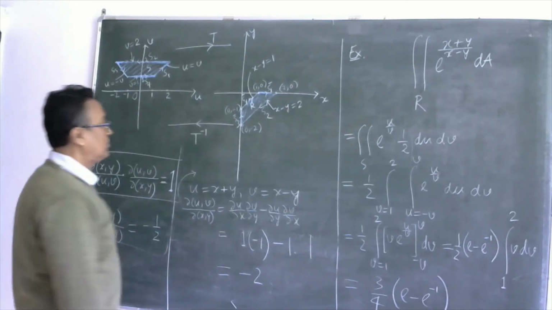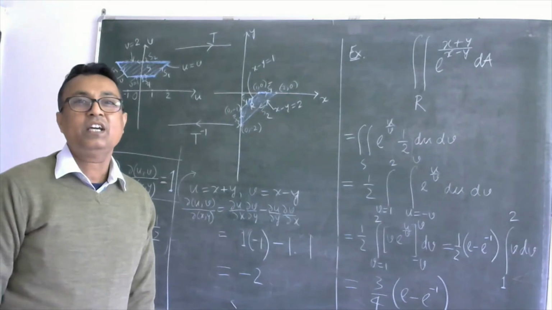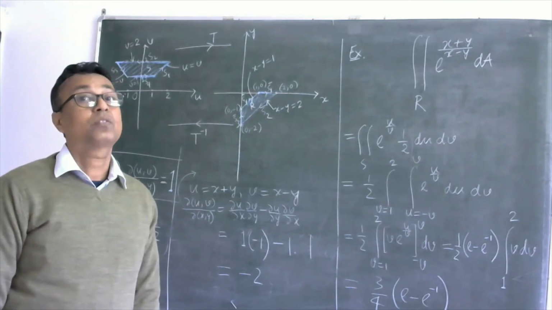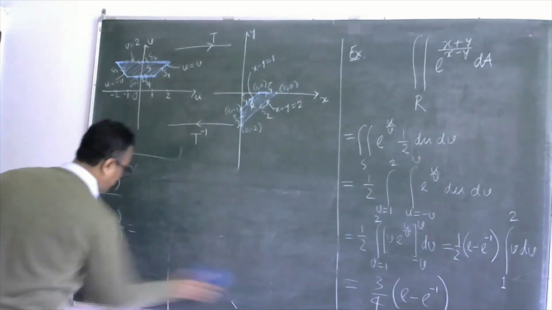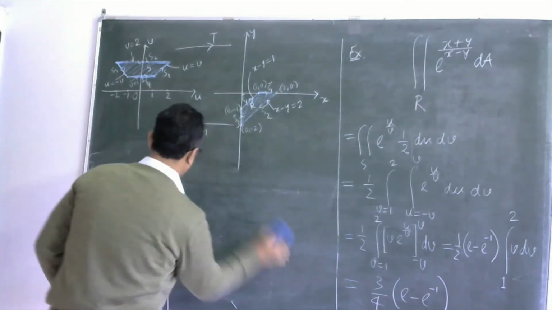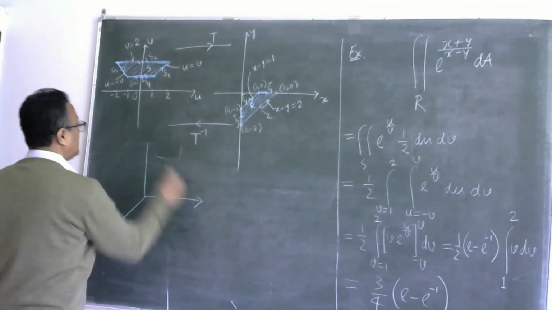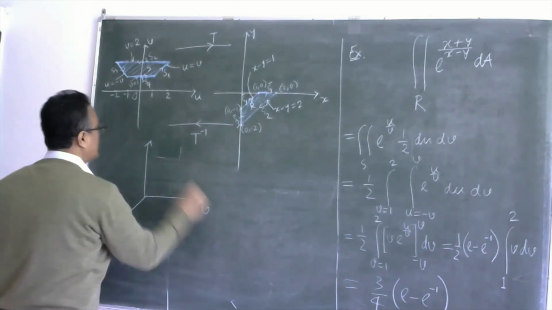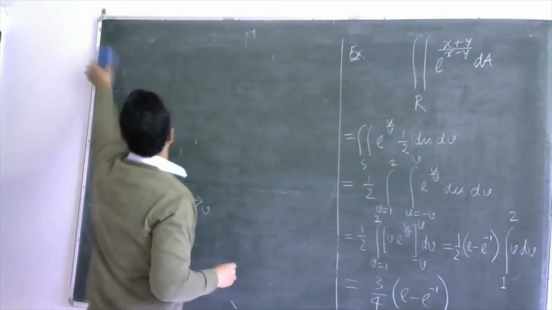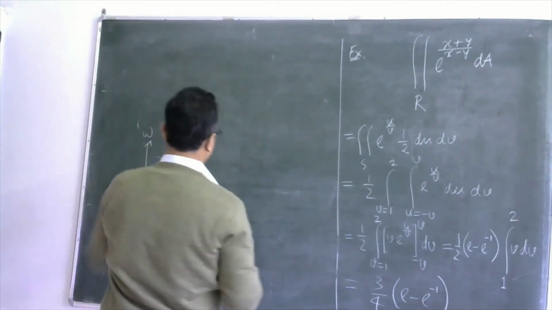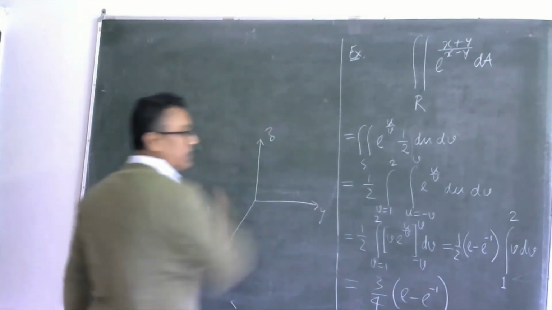So now let me come to the Jacobian of a transformation involving three variables. In those cases, we will consider a transformation from, say, your UVW space to, suppose, your XYZ space.